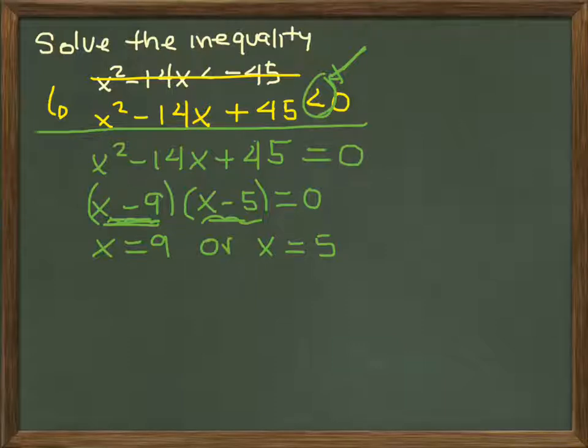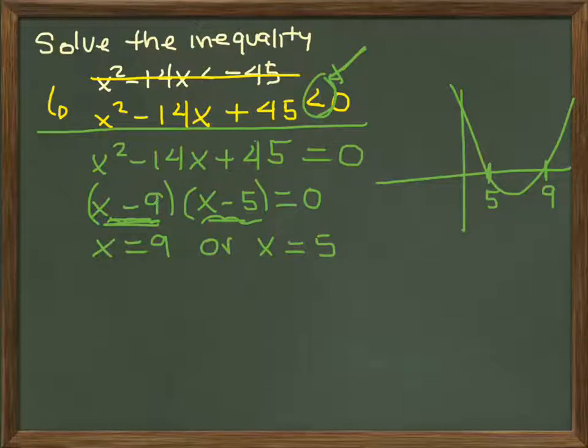I'm in the case I talked about on the other board. If I have this in a parabola, I don't have to do a careful graph. I know it looks something like that, where this number right here is a 5, and this number right here is a 9. Right? So I'm looking for where is this less than 0.